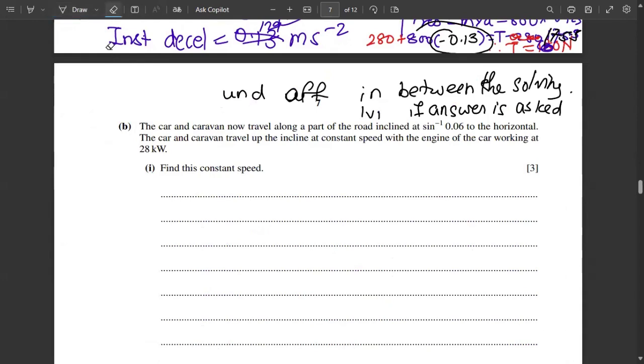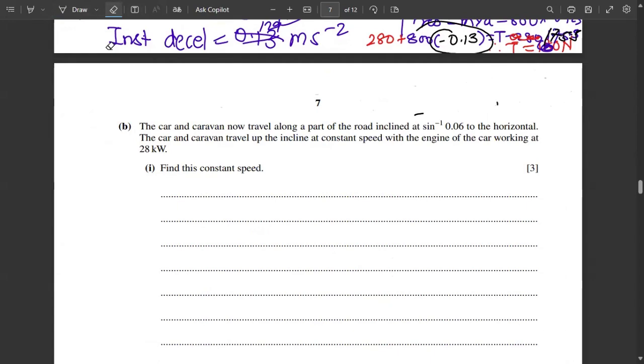Let's go to the next question. The car and the caravan now travel along a part of the road inclined at sine inverse of 0.06 to the horizontal. The car and caravan travel up the incline at a constant speed. The engine of the car is working at this rate; find this constant speed.